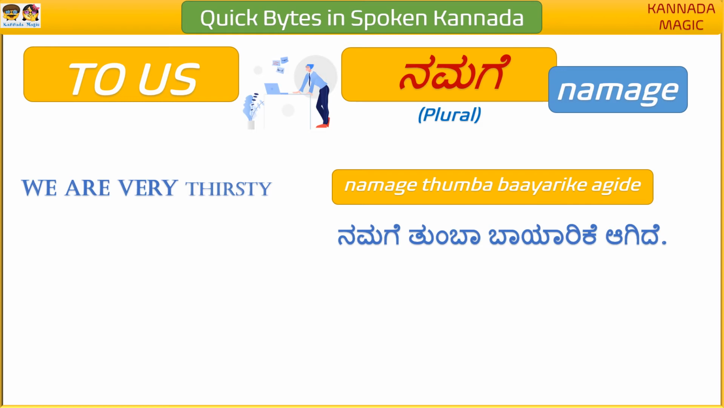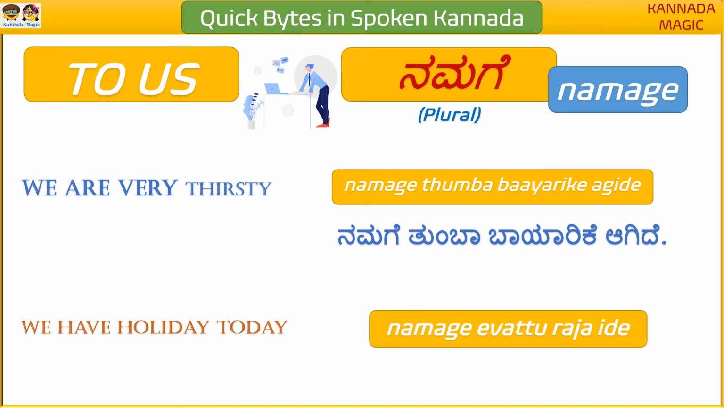So we have holiday today. Namage ivattu raja ide. Or you can just say namage ivattu raja. Namage means to us. Ivattu is today. Or nale. Nale is tomorrow. Namage nale raja ide. Or namage ivattu raja ide. So repeat after me. Namage ivattu raja ide.